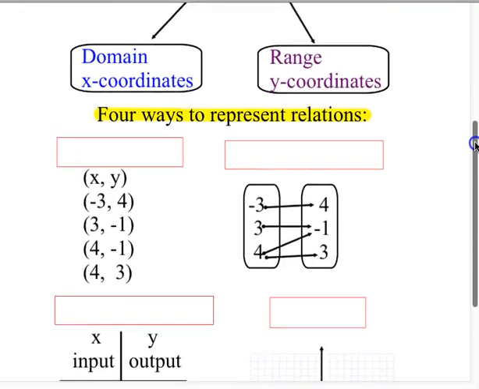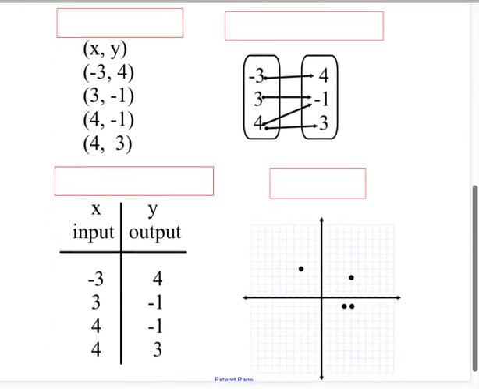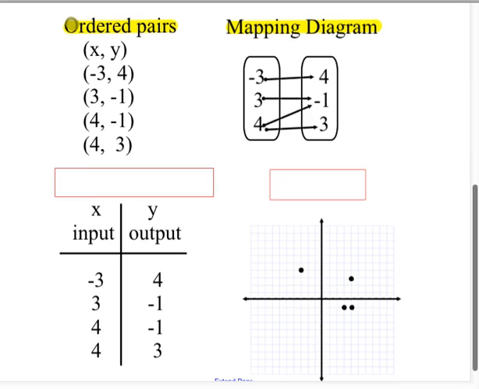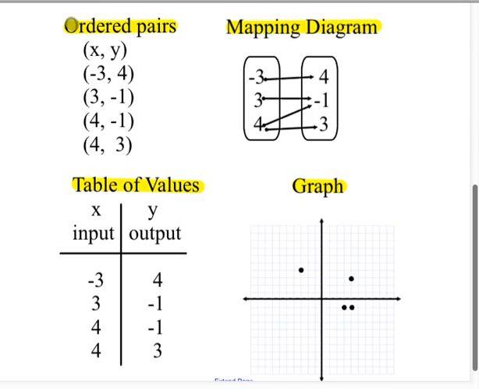But now let's talk about how can we represent relations, okay? There's four main ways we can represent these, okay? I could list them as ordered pairs or as points. I could make a mapping. I can make a table, or I could graph them. Okay, so again, those are the four main ways that we are going to discuss representing relations.